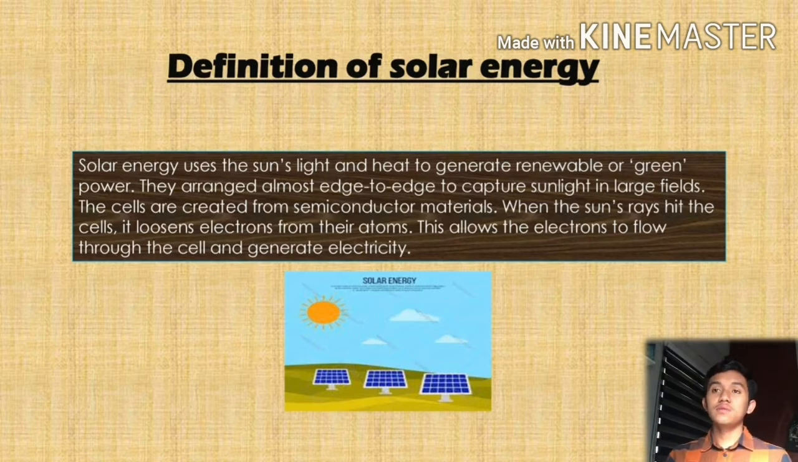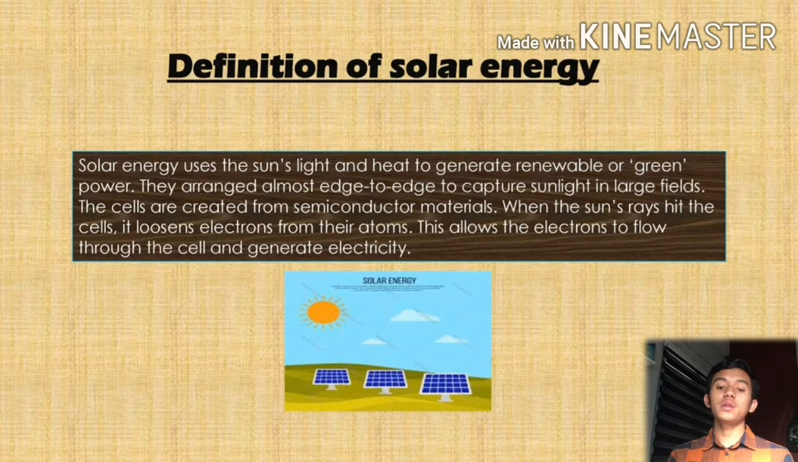Okay, the definition of solar energy. Solar energy is using the sunlight heat to generate renewable or green power, which we use as electricity power. And how they use the solar energy is by arranging the solar panels into a large space.